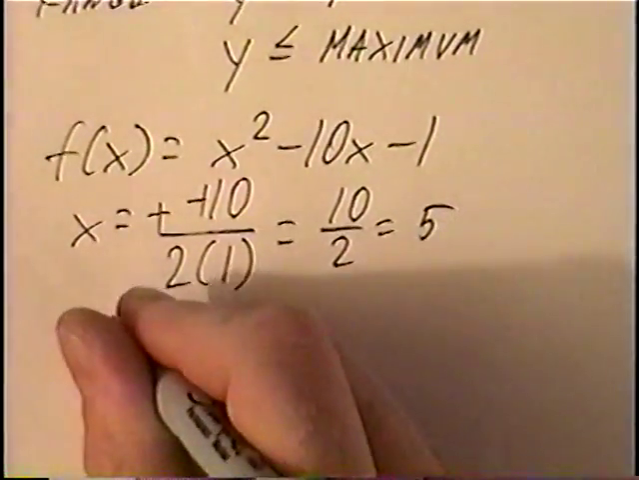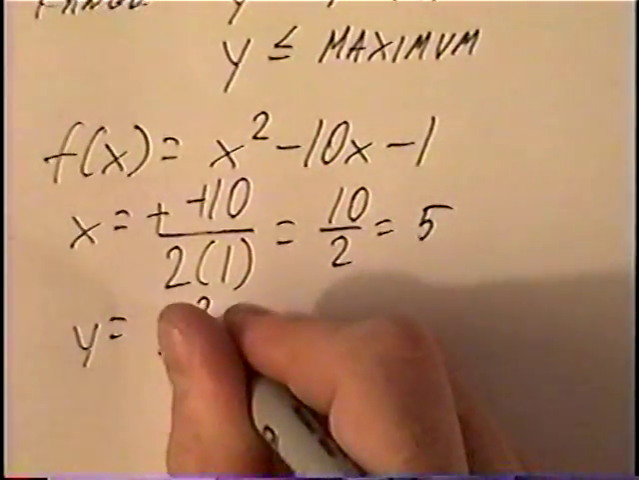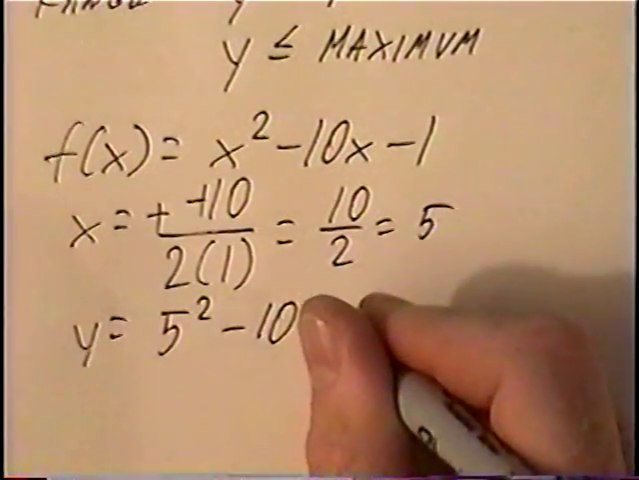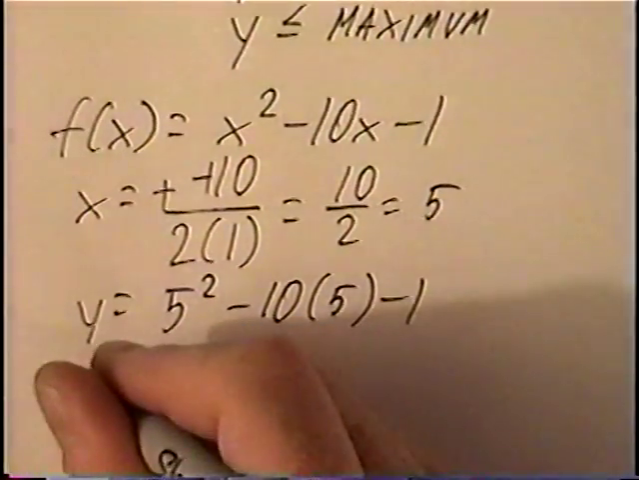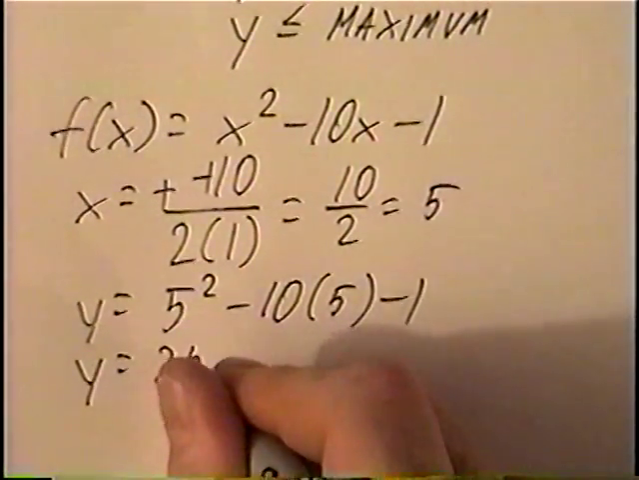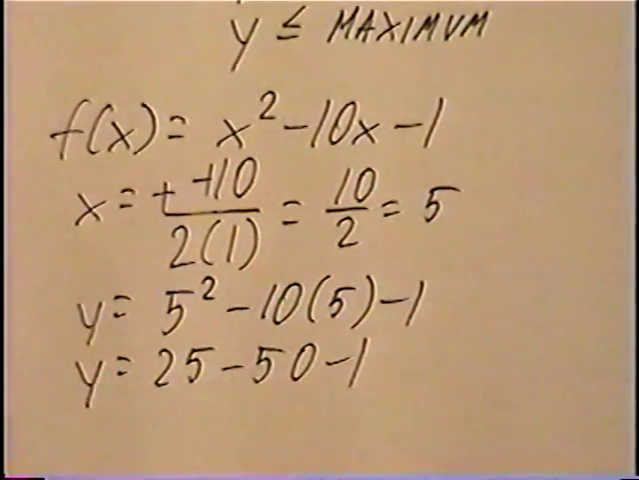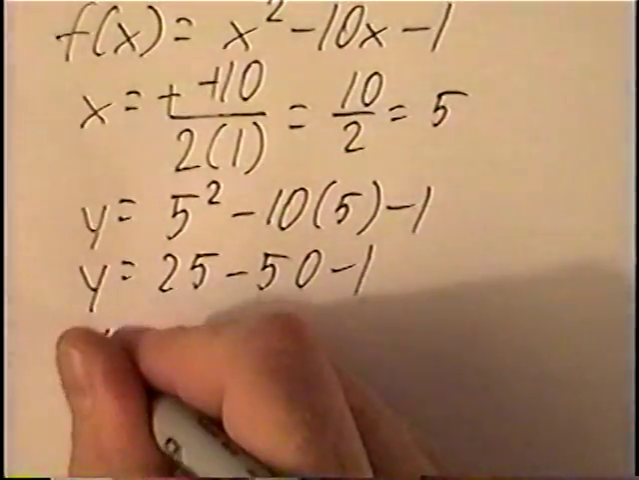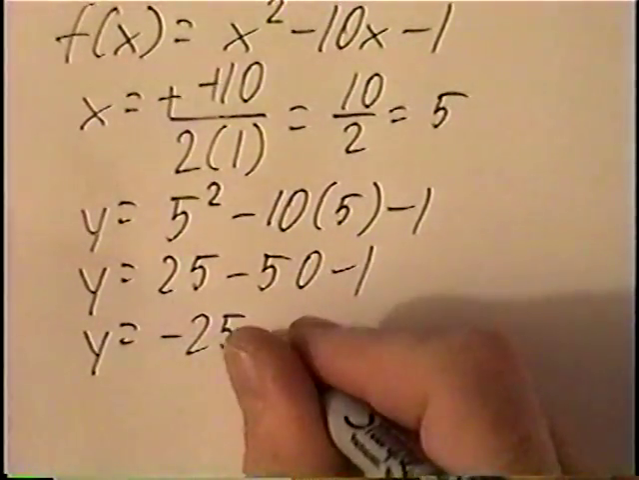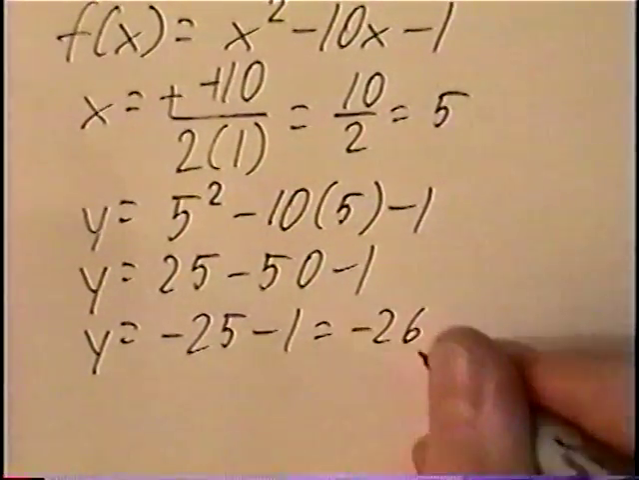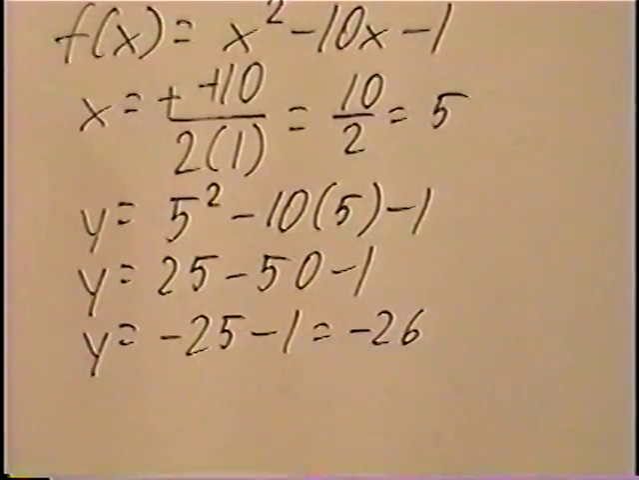Solving for y, we can take x equals 5, plug it into the original equation. So we'll have 5 squared minus 10 times 5 minus 1. Simplifying, 5 squared will be 25, negative 10 times 5, negative 50, minus 1. Y equals 25 minus 50 will be negative 25, minus 1 will be negative 26. So the y value we'll have is negative 26.